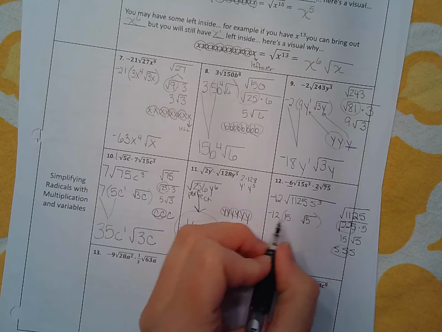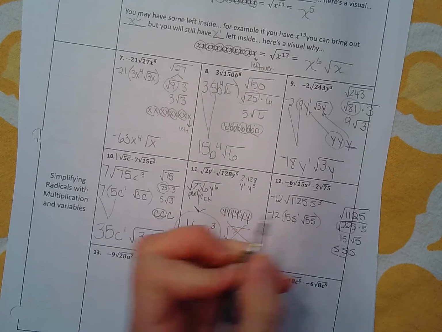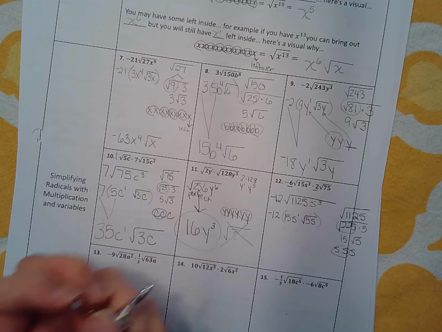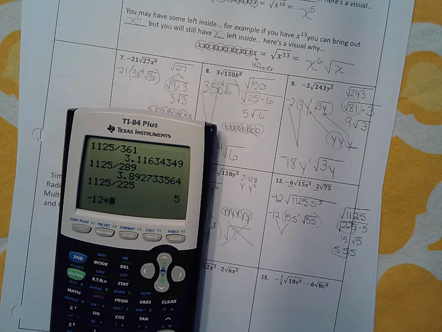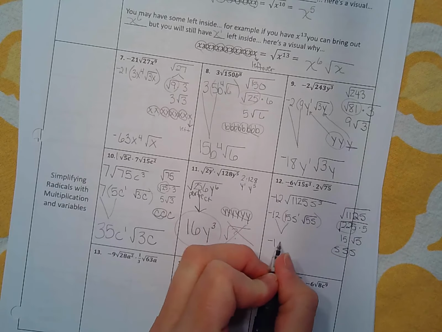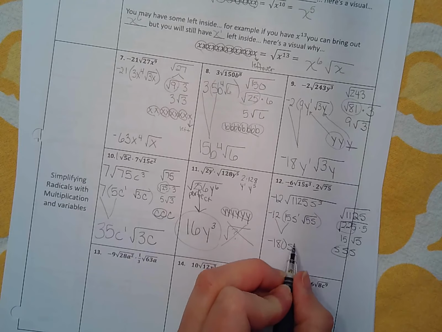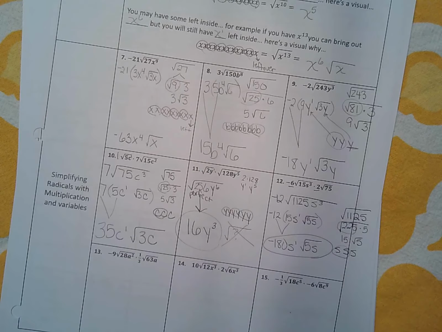Okay, S, S, S, because there's 3 of them. There's one group of 2. There it is. Here's one left over. There it is. And now negative 12 times 15. Let's use our handy dandy calculator. Negative 180. Bring down that S to the first power because we have one group of 2. And the trapped 5S.